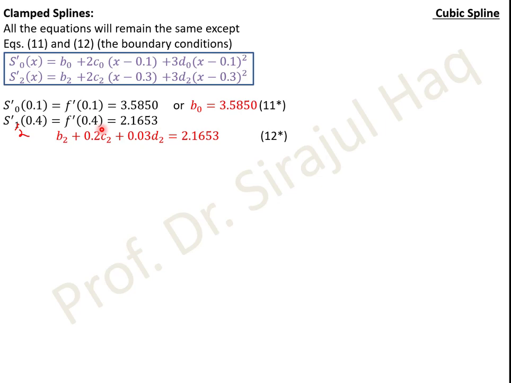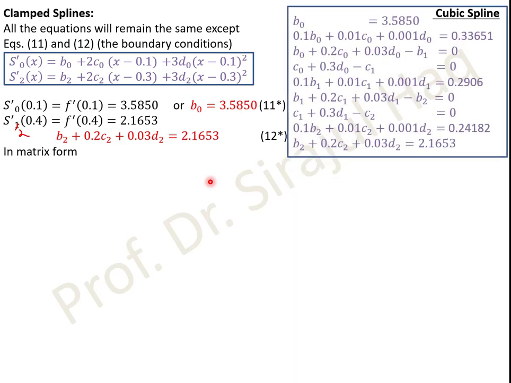So you can see in the previous case you got 10 equations. Instead of the natural spline, use the clamped spline, and with the conditions you got 2 more equations. And now you can see what the matrix form will be. This is the system I have rewritten, except the first equation and the last equation. The rest of the equations are the same as we got in the case of natural or free boundaries.